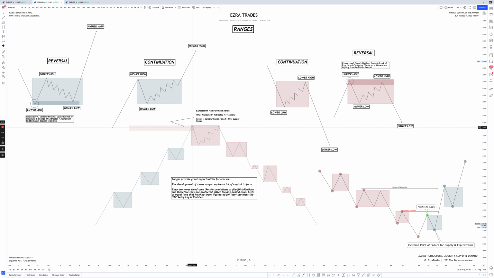And in this case, it's in the form of a complex pullback, and now instead we have an expansion back to the downside, a redistribution, right? Expansion to the downside, redistribution, expansion to the downside, kind of the same thing, right?